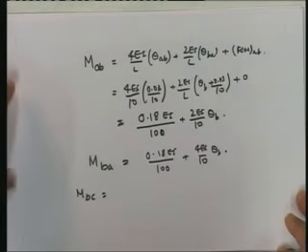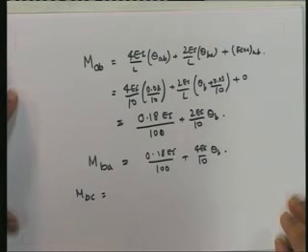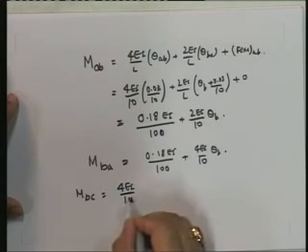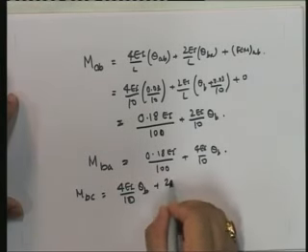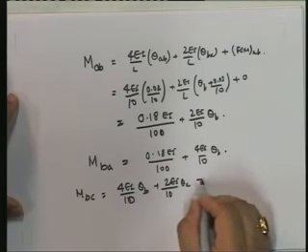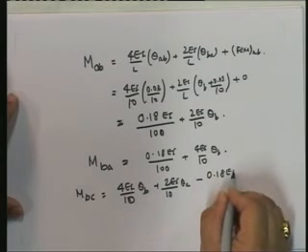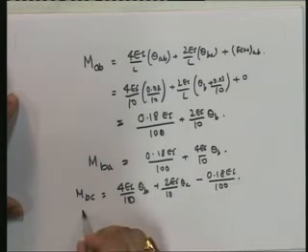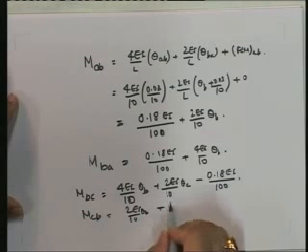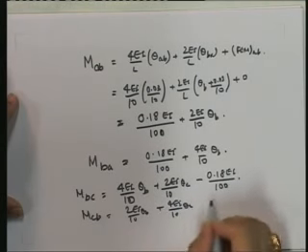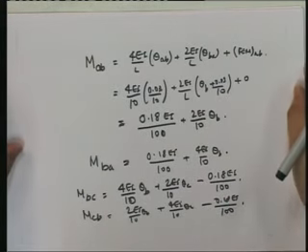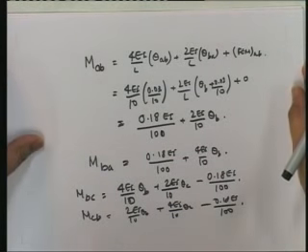And MBC is going to be equal to 4 EI upon 10 theta B plus 2 EI upon 10 theta C minus 0.18 EI upon 100, and MCB is going to be equal to 2 EI upon 10 theta B plus 4 EI upon 10 theta C minus 0.18 EI upon 100. So these are going to be the equations.